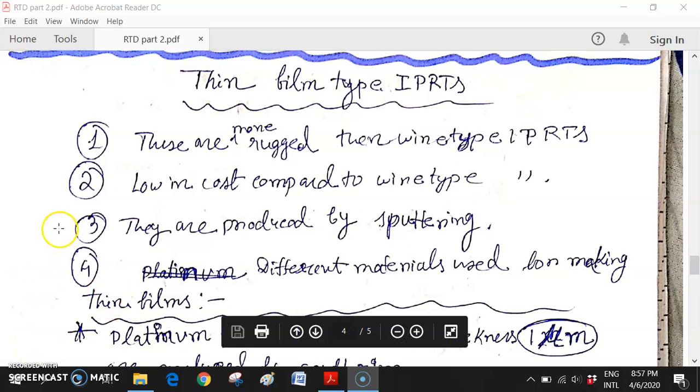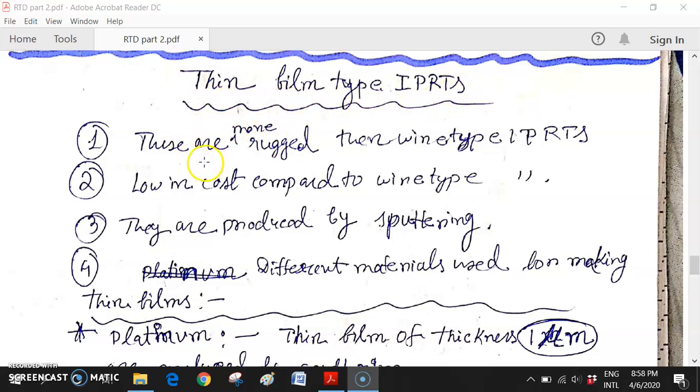Hi students. So as per our discussion regarding the thin film type IPRTs, these are more rugged than the wire type IPRTs. And they are of low cost compared to wire type IPRTs. They are produced by sputtering.